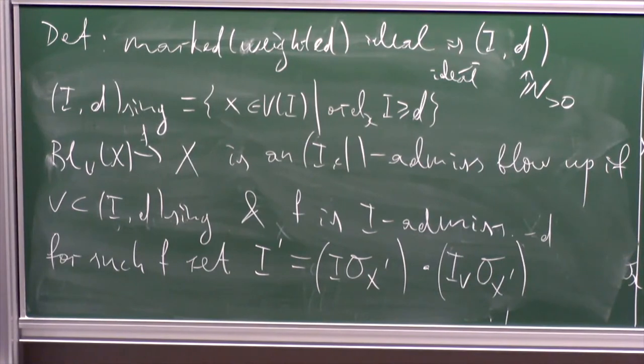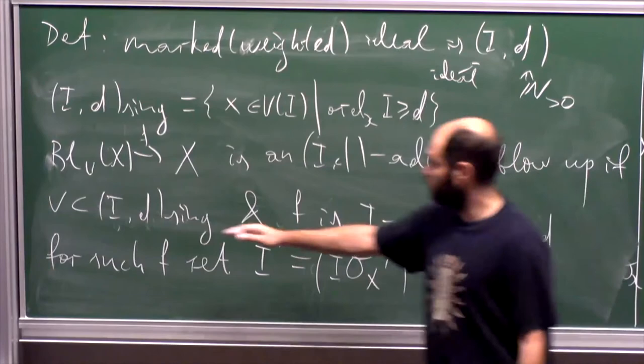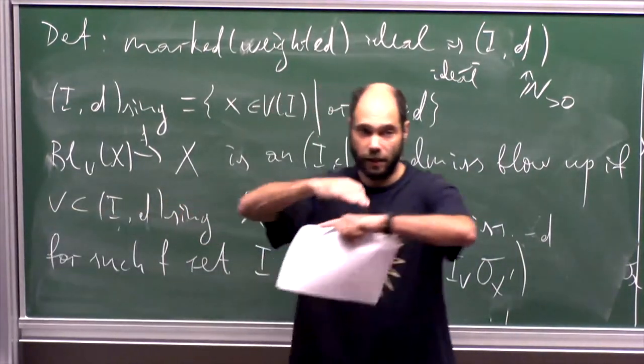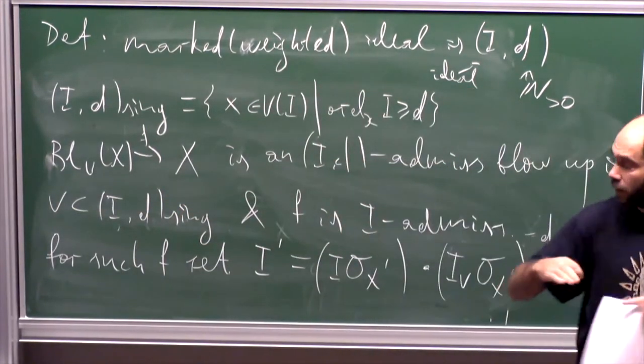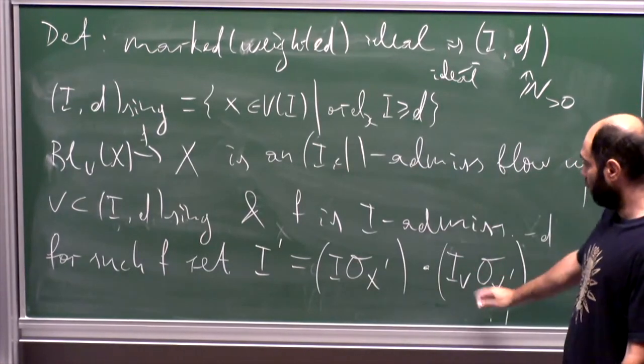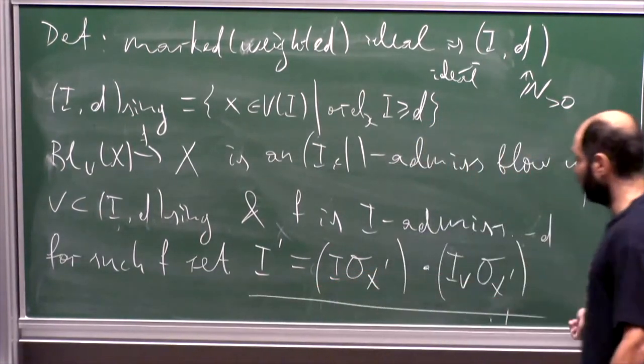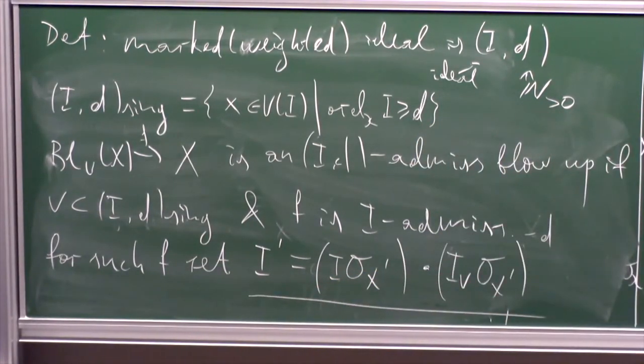Such a thing is defined only because of the condition that my center is inside the D-multiple locus. It's very easy again. Simple exercise: check that this is defined, that we can divide by this one.